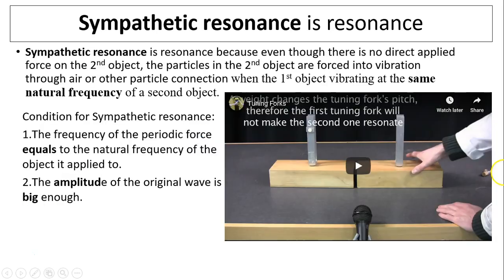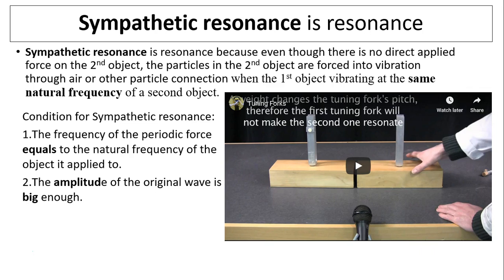Sympathetic resonance is resonance. That is because even though there is no direct applied force on the second object, the particles in the second object are forced into vibration through air or other particle connections, when the first object is vibrating at the same natural frequency as the second object. This is actually how a sound box works, such as in a violin or viola. The bridge connecting the string makes the box vibrate, so more particles start to vibrate and produce a louder sound.